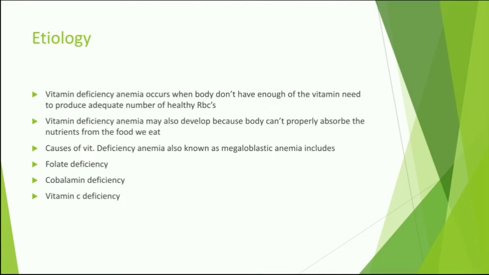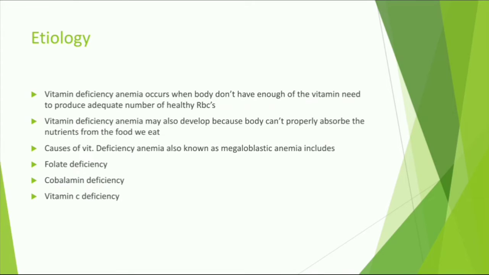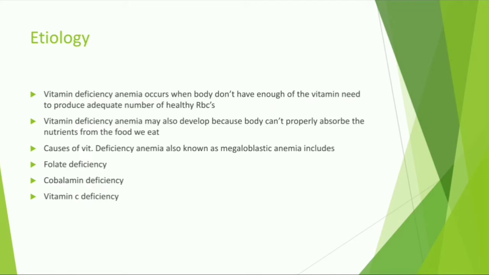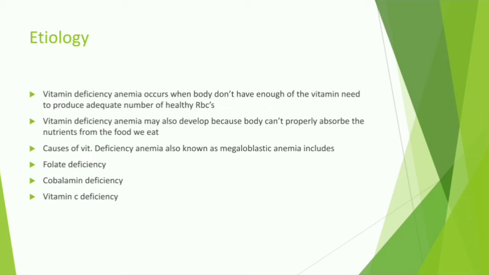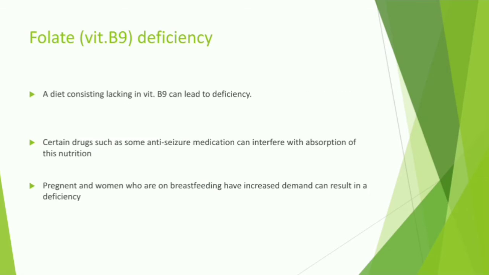Now, etiology. Vitamin deficiency anemia, or we can say megaloblastic anemia, occurs when the body does not have enough of the vitamin needed to produce an adequate number of healthy RBCs. Vitamin deficiency anemia may also develop because the body cannot properly absorb the nutrients from the food we eat. Causes of vitamin deficiency anemia, also known as megaloblastic anemia, include folate deficiency, cobalamin deficiency, and vitamin C deficiency. Now let's take a look at how these deficiencies occur in the human body.